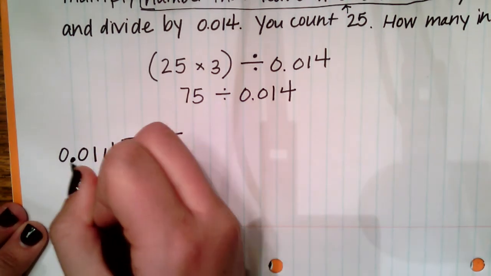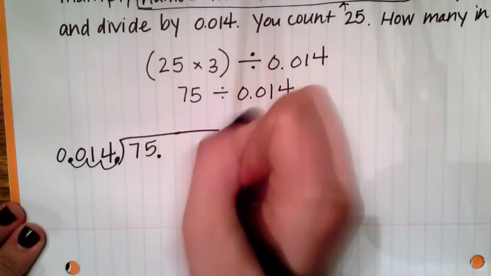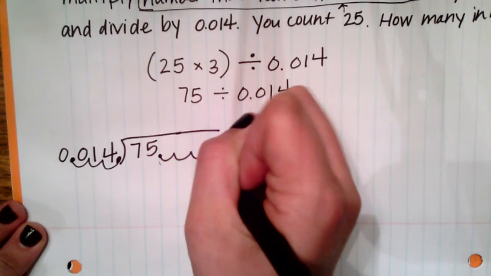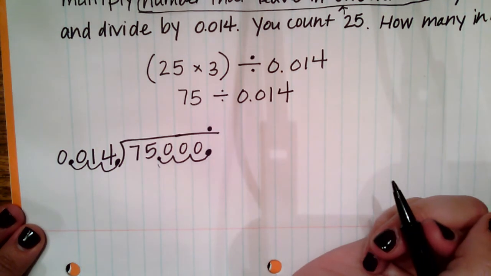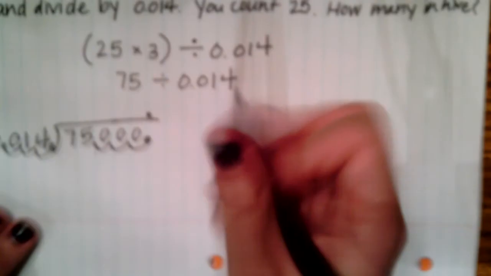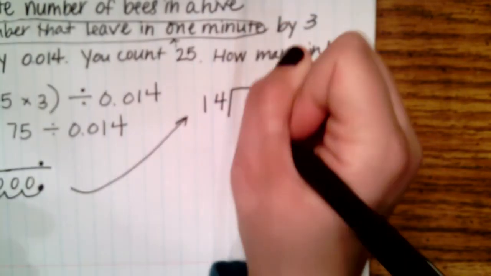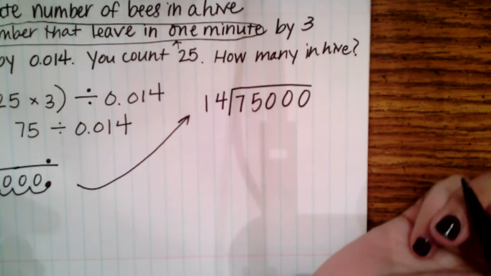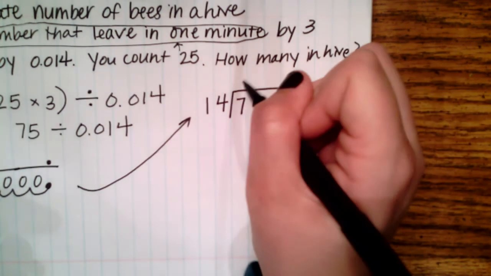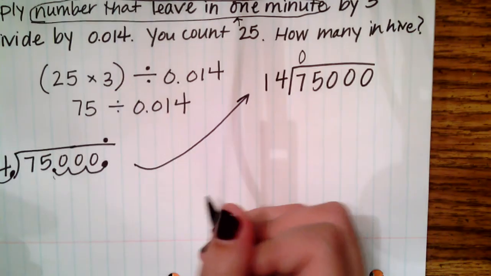Decimal in my divisor, so I need to multiply 1, 2, 3. That's by 1,000. The decimal's here. 1, 2, 3. Decimal up top. And wow, so now I'm actually going to bring this up here. I have 14 going into 75,000. Wow, okay, so 14 can't go into 7. How many times can it go into 75?